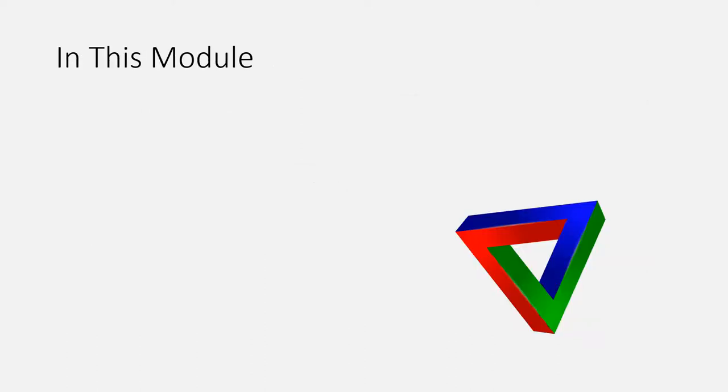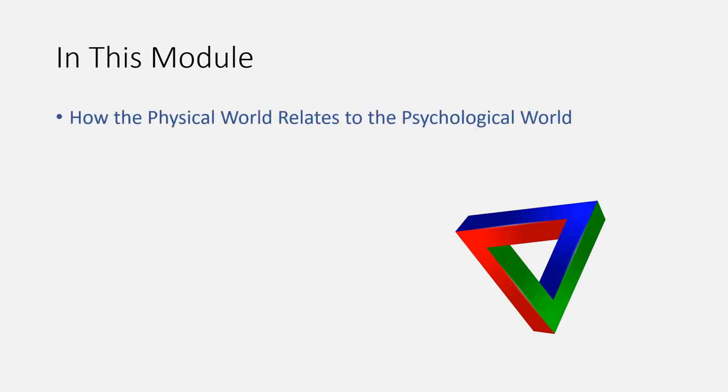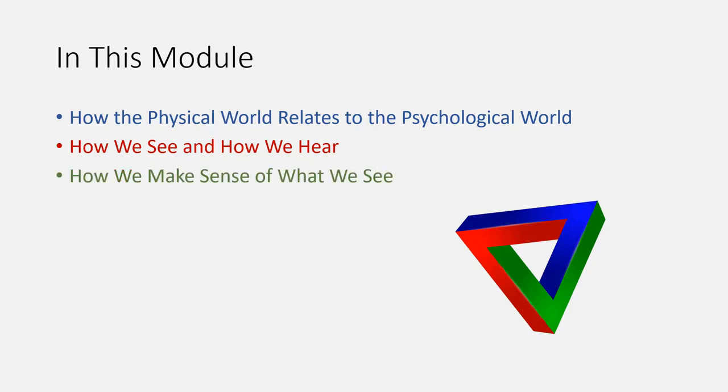In this module, there are three sections: how the physical world relates to the psychological world, how we see and how we hear, and how we make sense of what we see. How do signals that make contact with our sense organs, like our eyes, ears, and tongue, become translated into information that our brains can interpret and act on? And how does the raw sensory information delivered to our brains become integrated with what we already know about the world, allowing us to recognize objects, avoid accidents, and find our way out the door each morning?